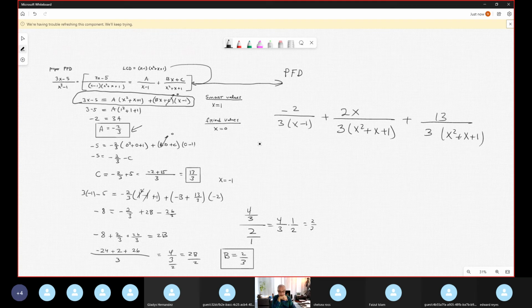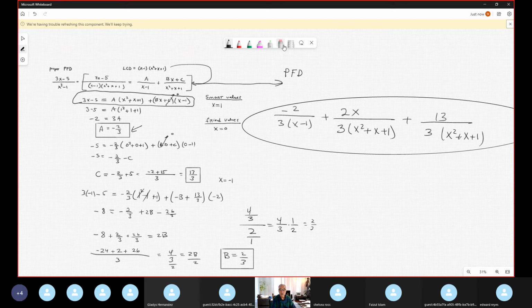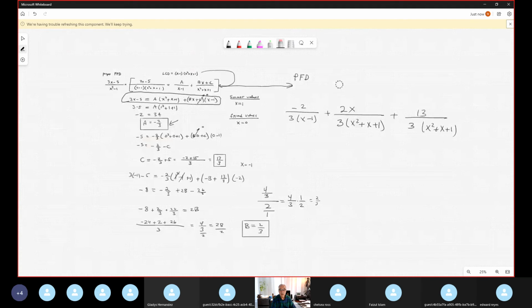Do you understand very well? Okay, don't worry too much, because this is the secret I want to share with you. On the internet, online, we have different software to perform algebra and other operations, and of course they contain partial fraction decomposition.